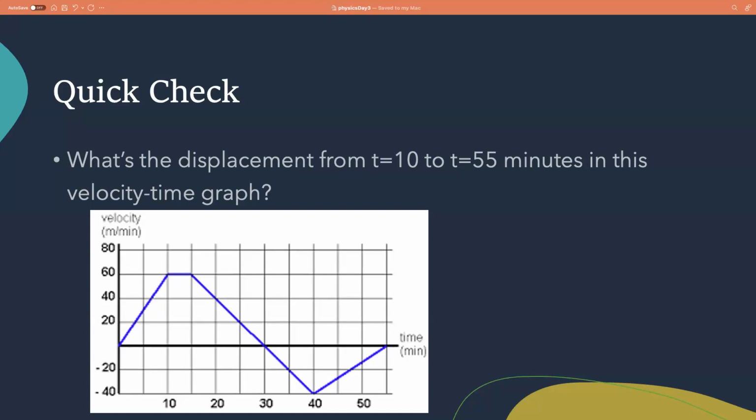You can count the boxes, I guess, but if you do choose to count the boxes, make sure to multiply by how big each box actually is. So in this case, a box would be 5 minutes and 20 meters per minute. The length would be 5 minutes and the width would be 20 meters per minute. So the area of that box would be 100 meters. So each of these boxes represents 100 meters of displacement.